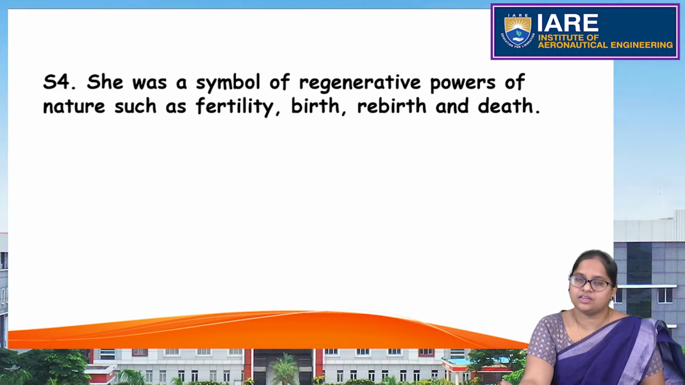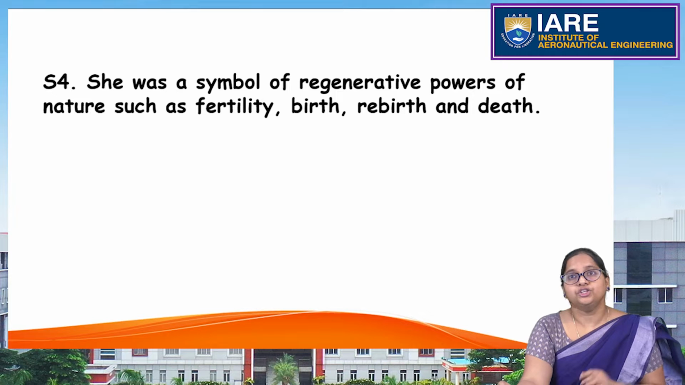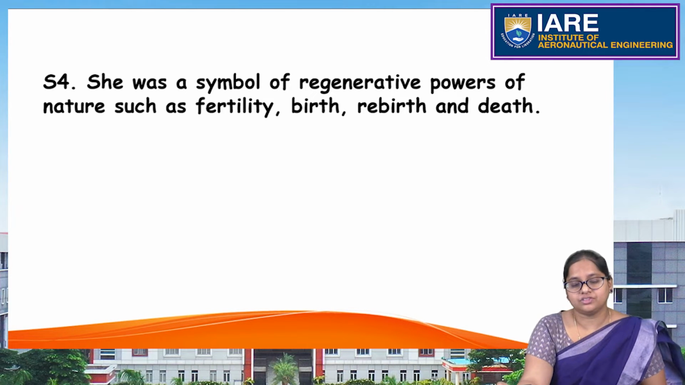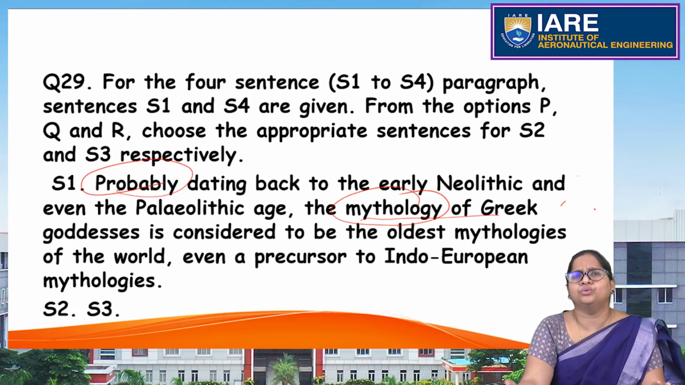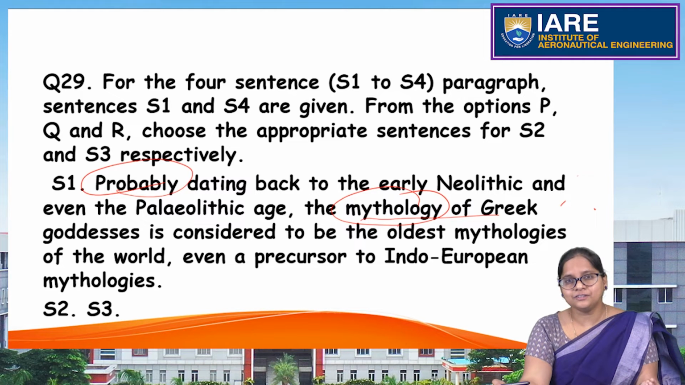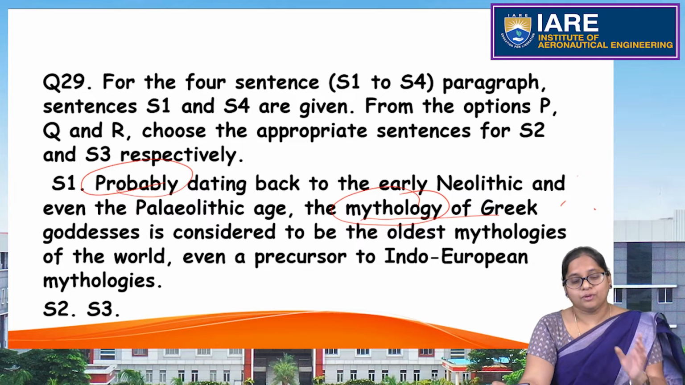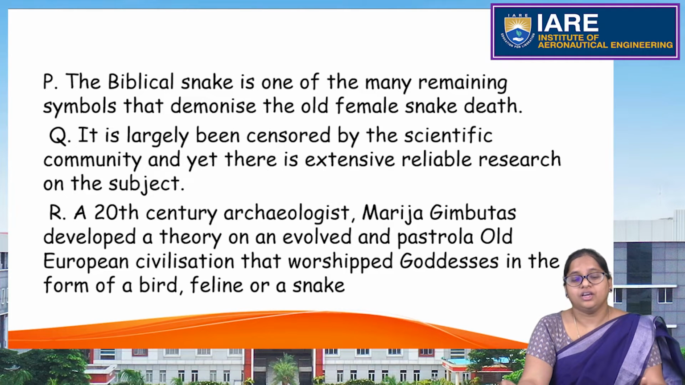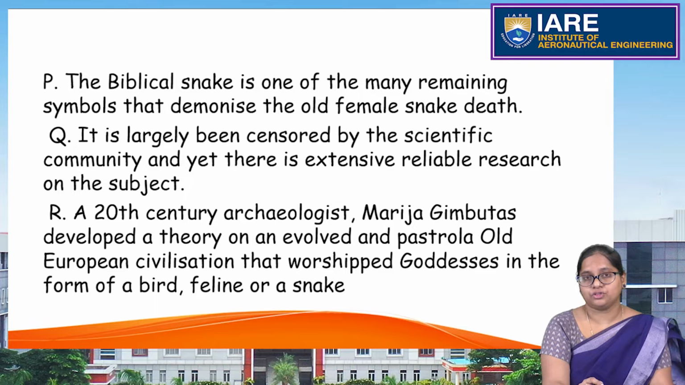Now, what is the last point, as usual, that they gave? She was a symbol of the regenerative power of nature, such as fertility, birth, rebirth, and death. Now, she was a symbol of something. You don't have to worry about the character, or the distinctive features of this goddess. But what you have to worry about is just to see whether there are any connections you can make to this key first paragraph.